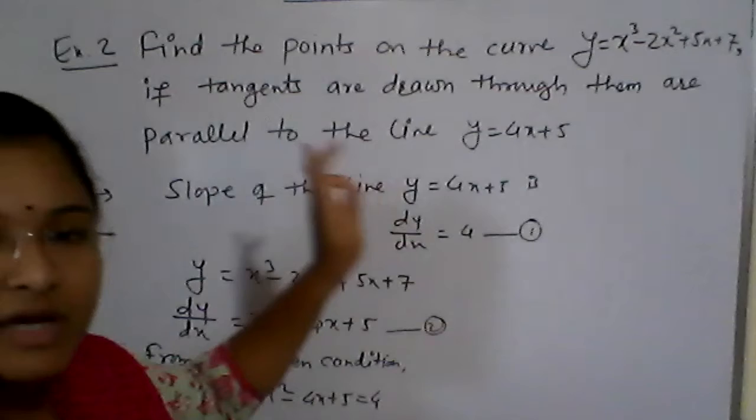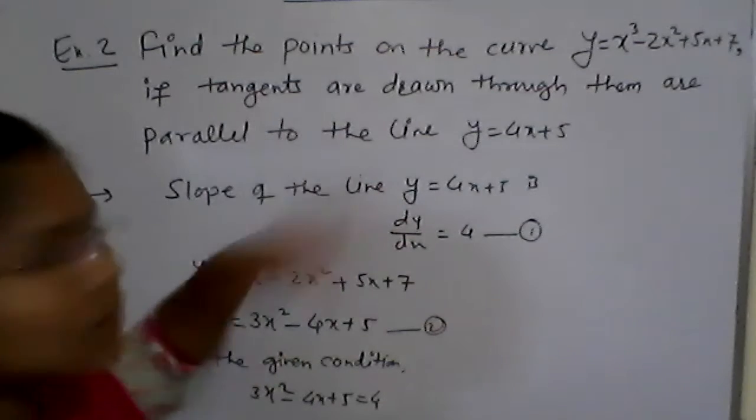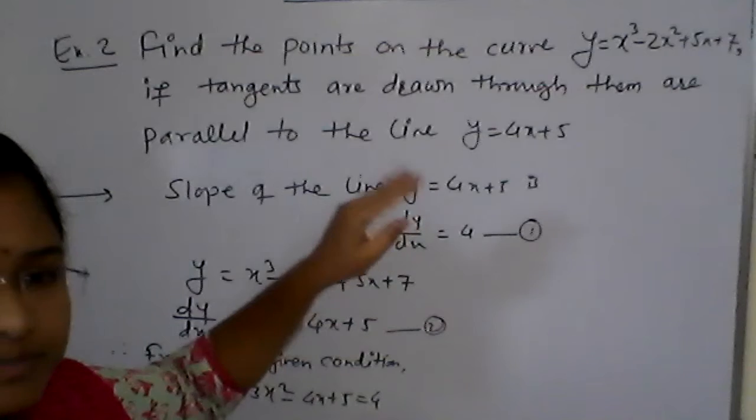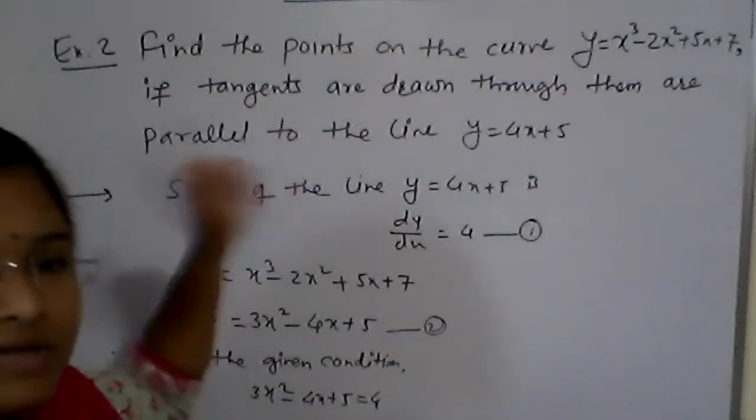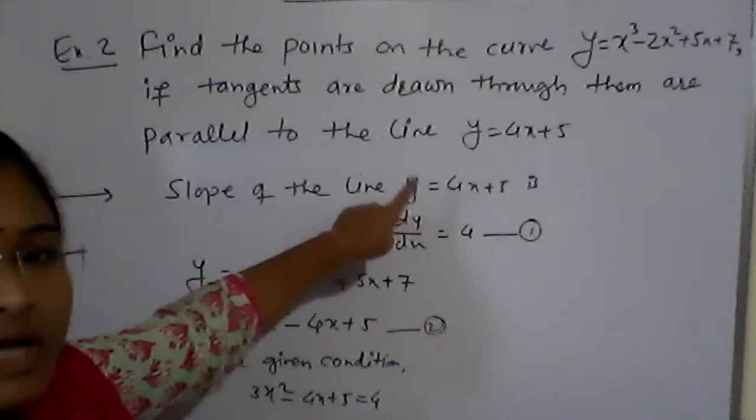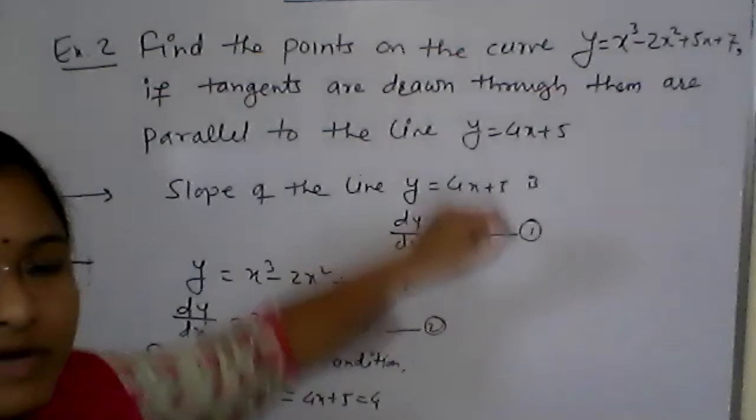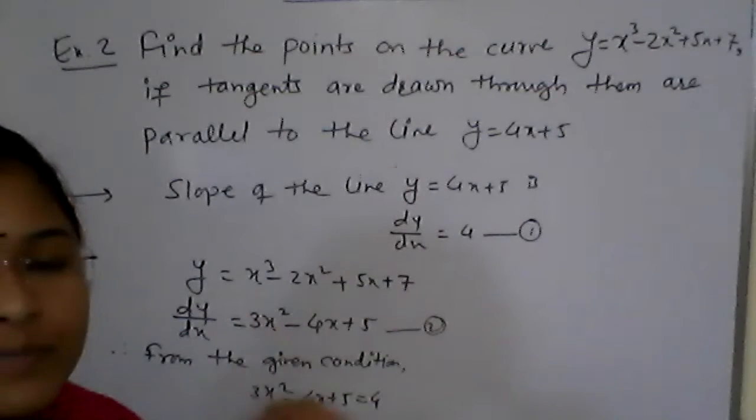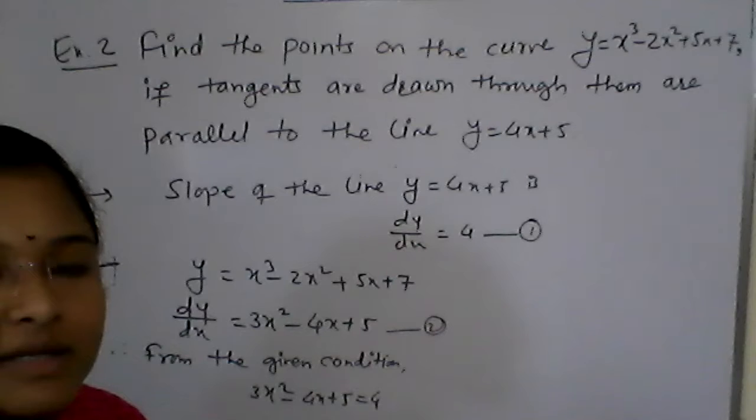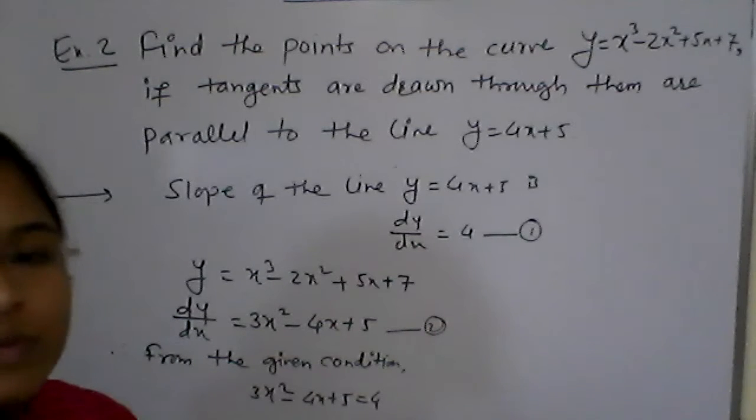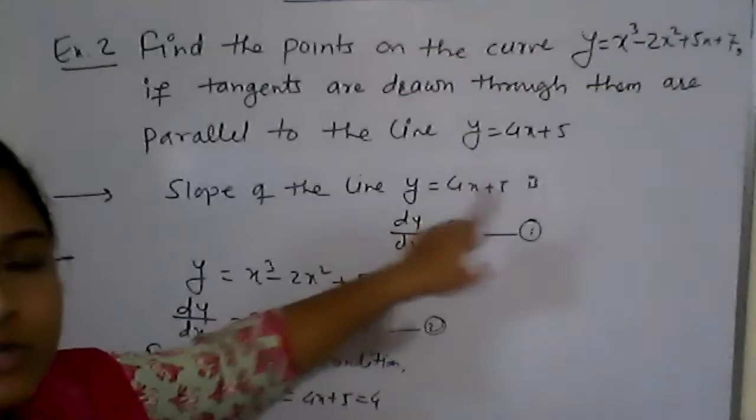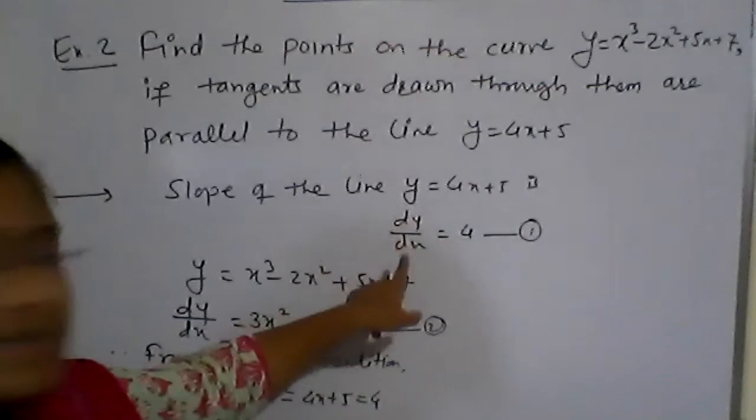If we have drawn one tangent to the point, so that tangent will be parallel to the line y equals to 4x plus 5. Now we got the condition: tangent is parallel to the given line. If both are parallel, then their slopes will be equal. So what is the slope of the line?